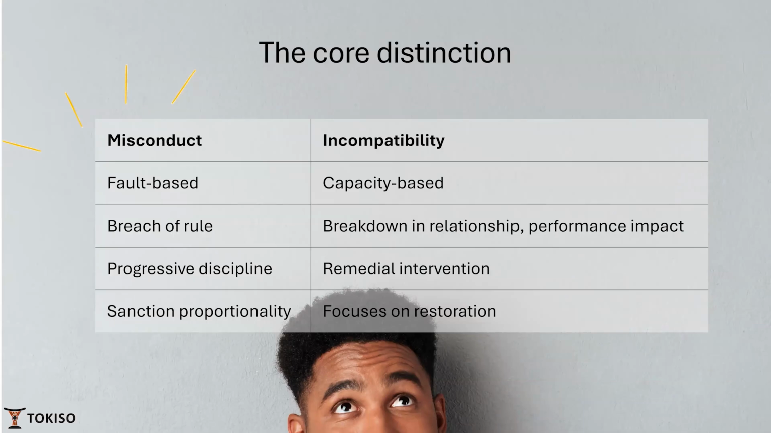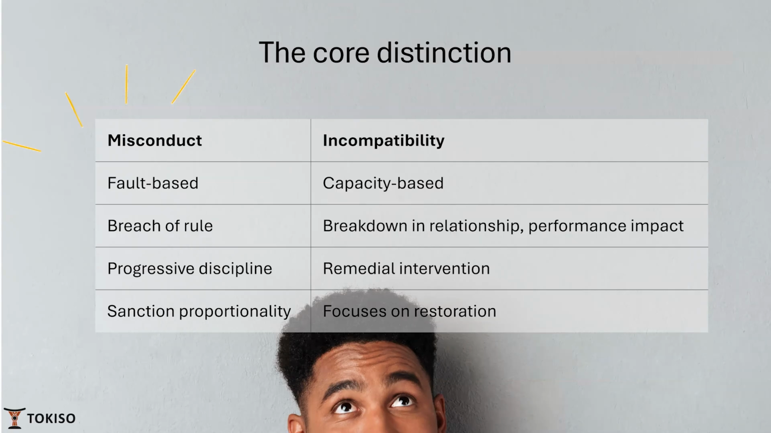So we've distinguished between the two, and we know that misconduct is fault-based. There is a standard, a rule being breached. And if there is fault, there may be intent behind it, it may be reckless or even negligent. But with incompatibility, we're looking at capacity-based. It is not about blaming the individual. There's that relationship breakdown, and sometimes it has an impact on performance, but the employee is not necessarily at fault. It is not something that they can change.